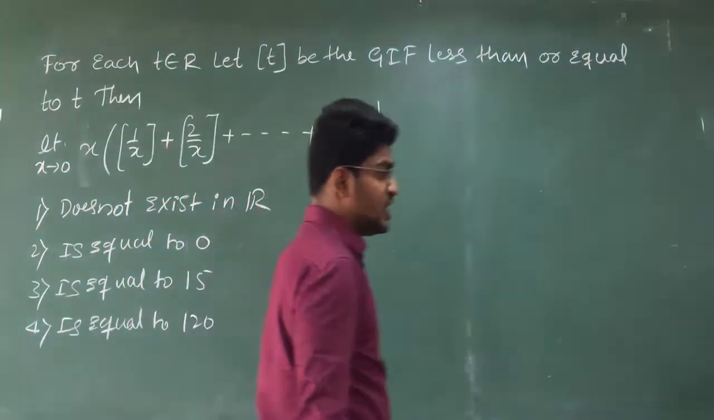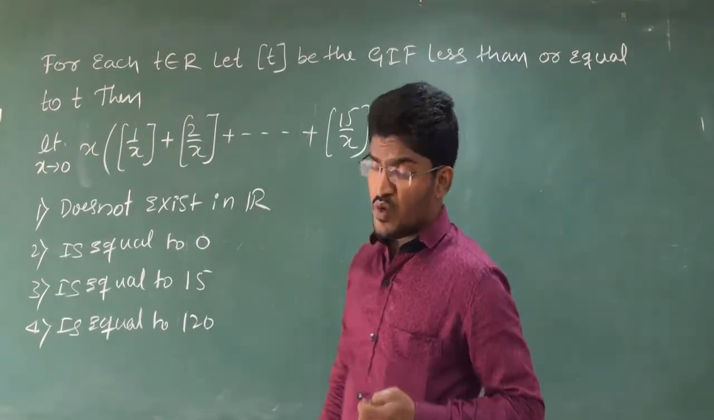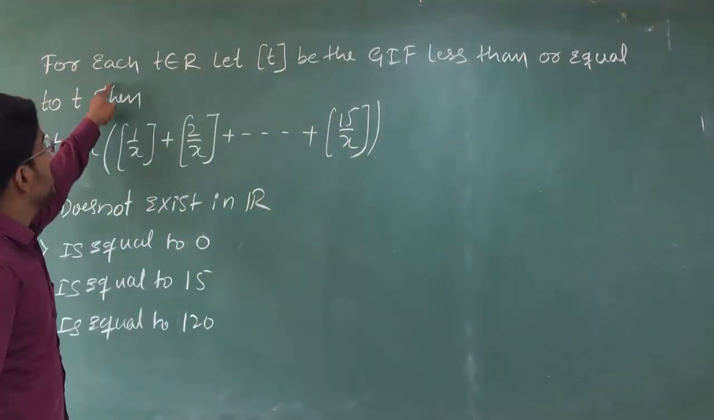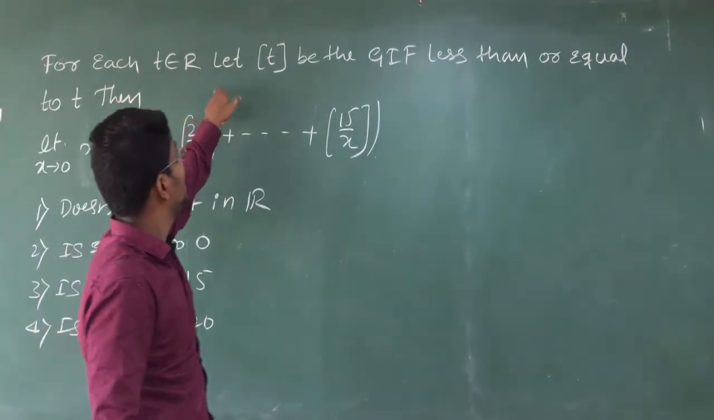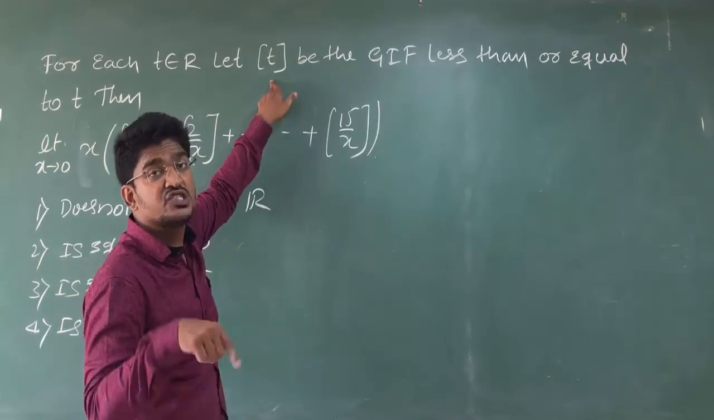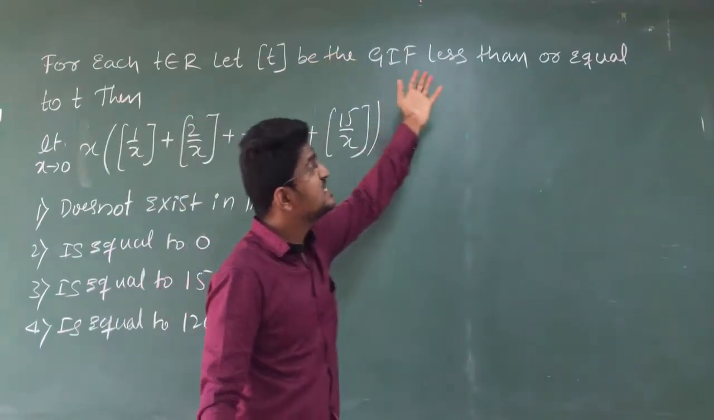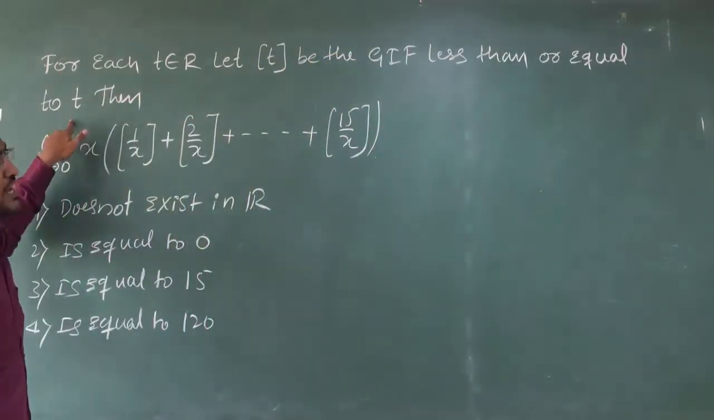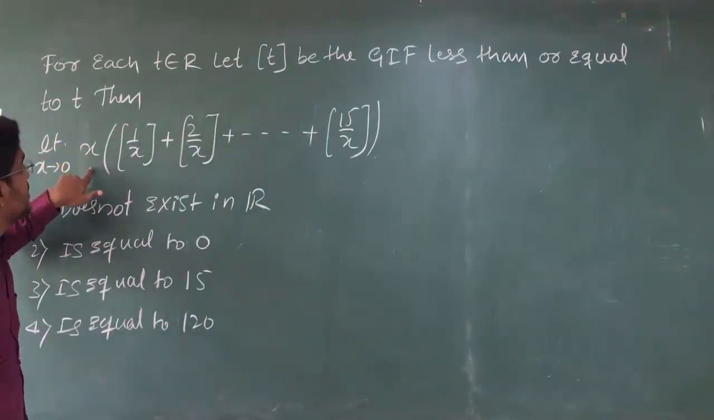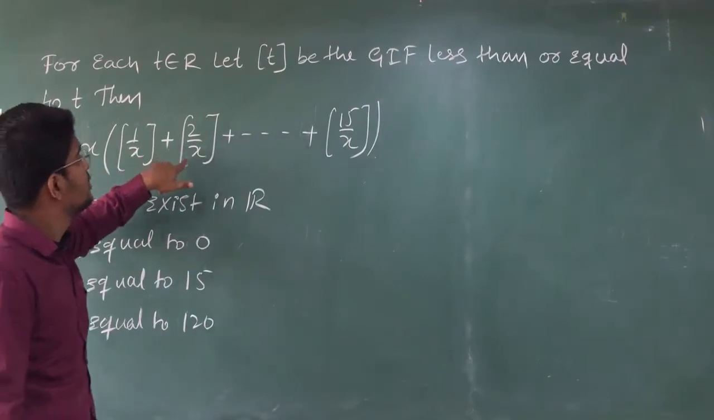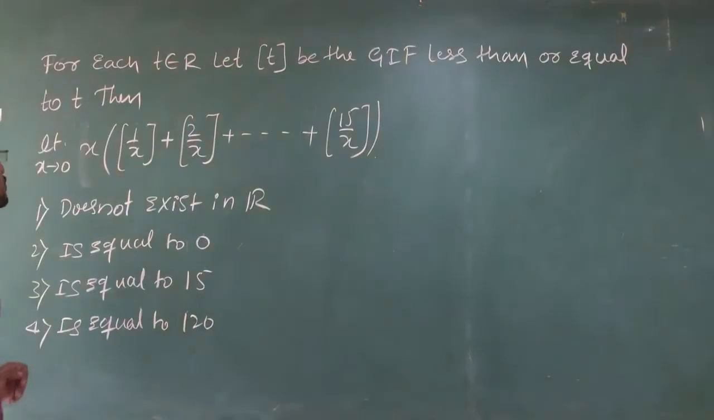Okay, students. So now let us move for the next question, that is from limits. Clear? So here what they are asking, for each t belongs to R, real numbers, let square bracket t mean greatest integer function t, lesser than or equal to t, then limit x extending to 0, x times of greatest integer of 1 by x, greatest integer of 2 by x, so on to greatest integer of 15 by x. So very simple question, no problem.